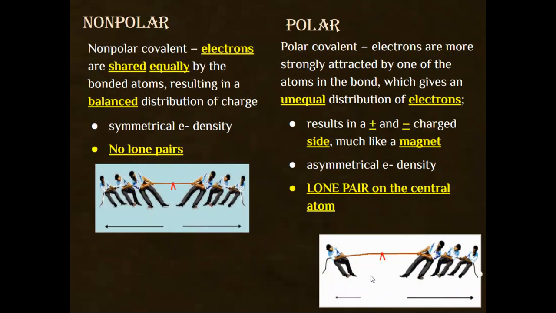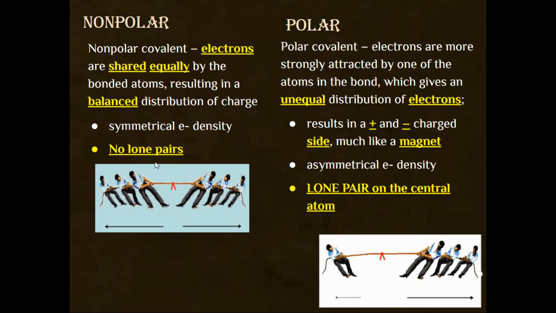We have 2 types of polarity, nonpolar and polar. Nonpolar covalent bonds is when electrons are shared equally by the bonded atoms. This is going to result in a balanced distribution of charge. And since it's balanced, it's going to have a symmetrical electron density. We'll be able to see it when we don't see any lone pairs on the compound. We'll get to what that looks like in the examples.